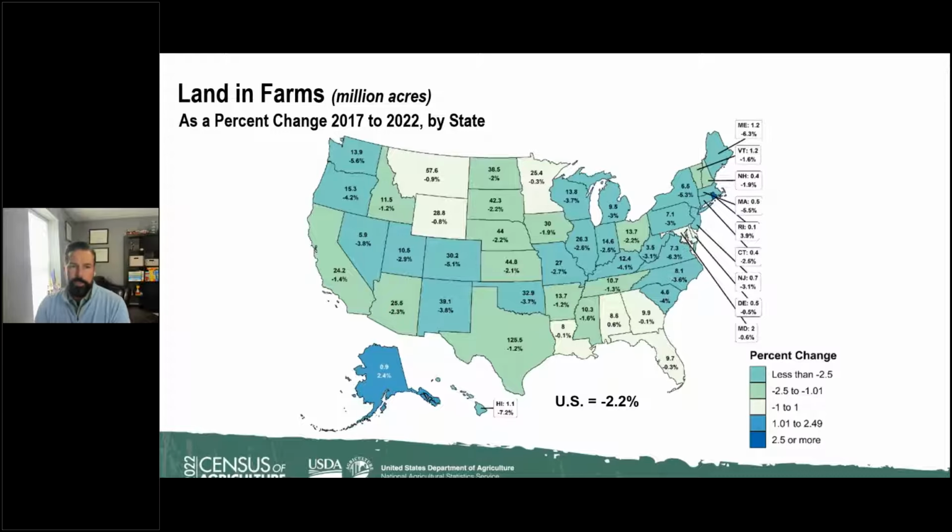Just like the decline in farms across the nation, the change in land in farms also decreased in most of the states. Most states were down 1 to 2% from the previous census. Next slide.